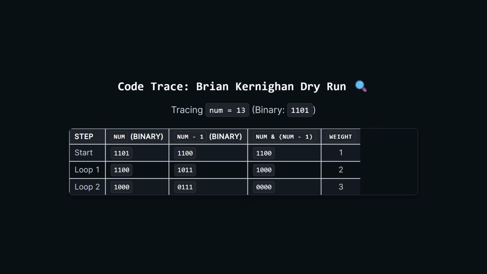Let's run 13 through this new algorithm to see the speed difference. Remember, 13 is 1101. First pass, we subtract 1, leaving 1100. We AND them together, and the lowest bit is gone. Weight is 1. Second pass, we do it again. The lowest bit, which is in the 4's place, gets deleted. Weight is 2. Third pass, we delete the final bit in the 8's place. The number hits 0, weight is 3. Notice we did this in 3 steps, completely ignoring that 0 bit in the middle.